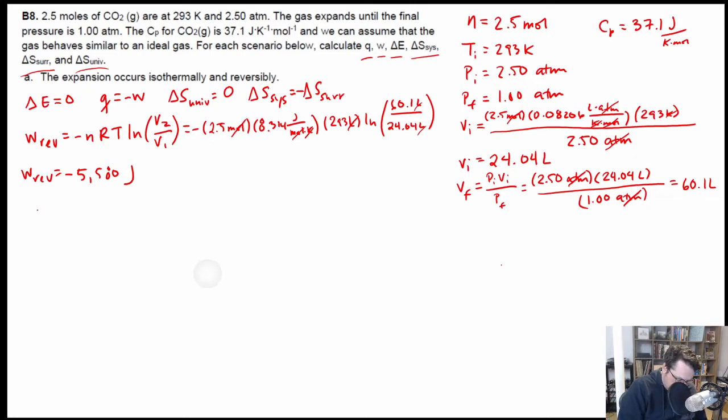Now, we know that Q is equal to negative work. And so if we just plug in what we have here, negative of negative 5,580 joules, that gives us 5,580 joules, positive, as our answer.